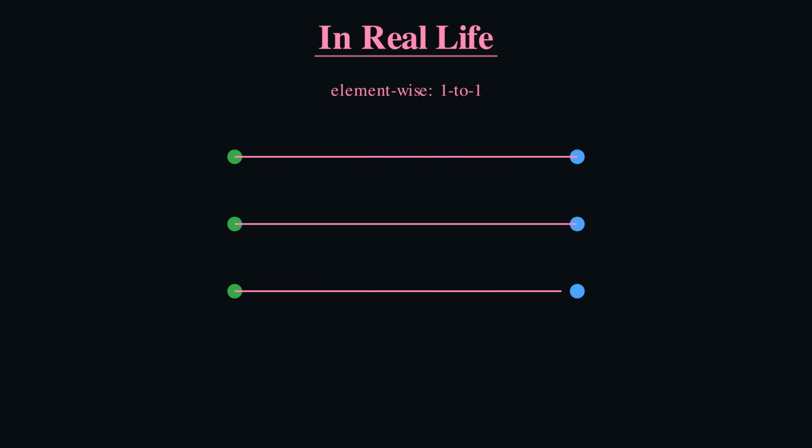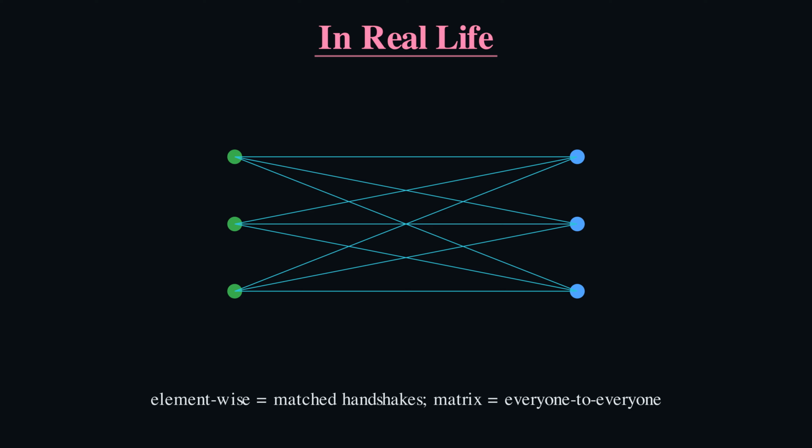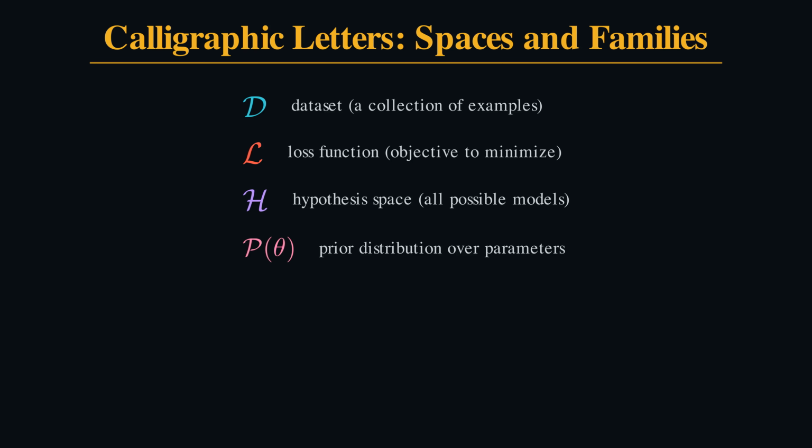Element-wise is like 2 lines of people shaking hands, 1-to-1, neat and matched. Matrix multiply is a big committee where everyone talks to everyone before a single answer comes out. Very different rooms.